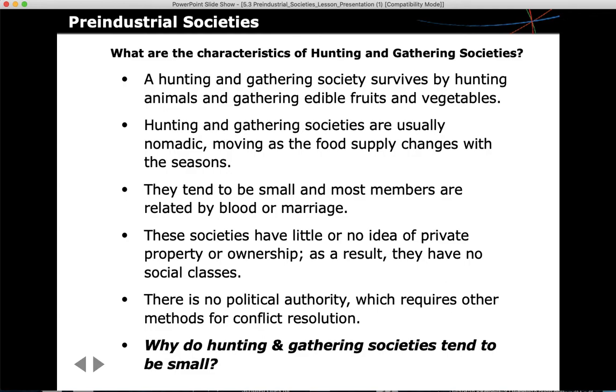Among them are the Khoisan, Bushmen in southern Africa, the Cree in Canada, and the Yanomamo of Venezuela and Brazil. Hunting and gathering societies are usually nomadic, moving as the food supply changes with the seasons. They tend to be small, with just 50 or so people. Most members are related by blood or marriage, although marriage is usually limited to those outside the family or band. They have little or no idea of private property or ownership.